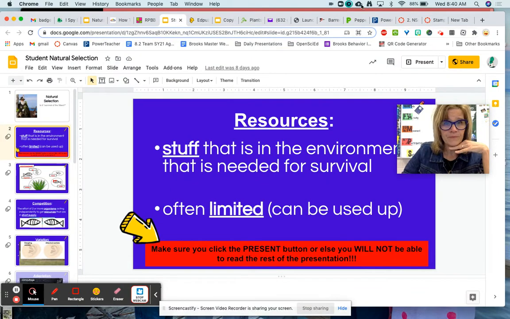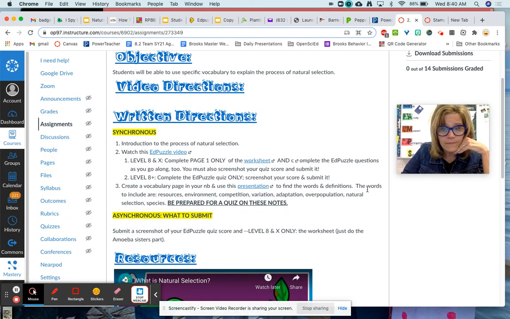You go through the whole thing just to double check to make sure you have all the words. Look right here. The words to include are resources, environment, competition, variation, adaptation, overpopulation, natural selection, and species. Squids, I will know if you Googled those words instead of using the presentation. So do not Google the words. Please use the presentation, you guys. I put a lot of work into this to make sure that you get the specific knowledge. So don't make it harder on yourself by Googling and getting other information.